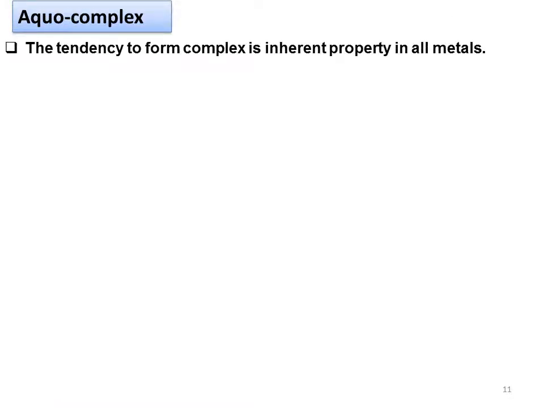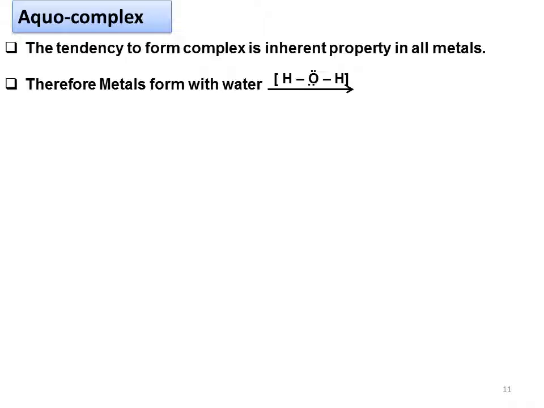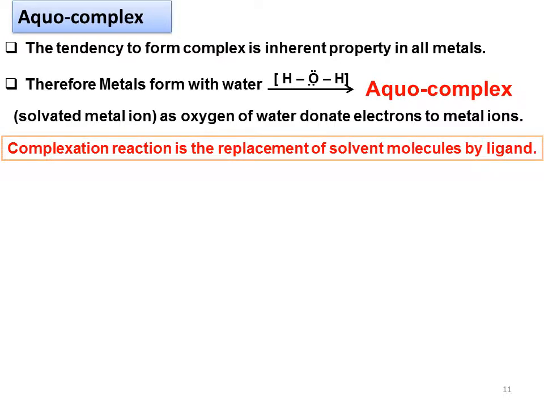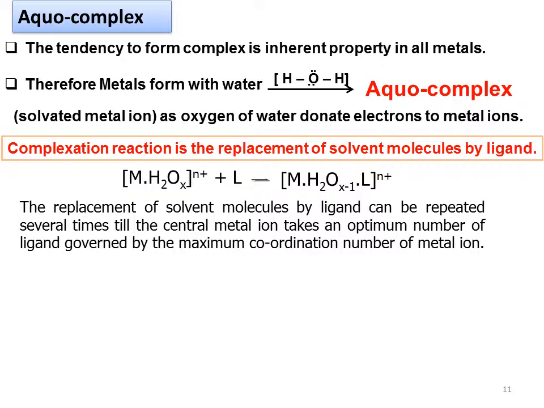So aqua complexes: the tendency to form complexes is an inherent property of all metals. Therefore, metals form aqua complexes with water, which is a solvated metal ion, as the oxygen of water donates electrons to metal ions. Complexation reaction is a replacement of solvent molecules by a ligand.